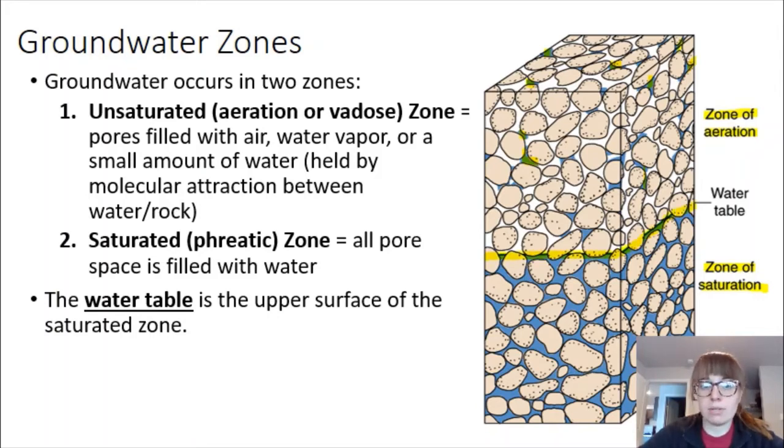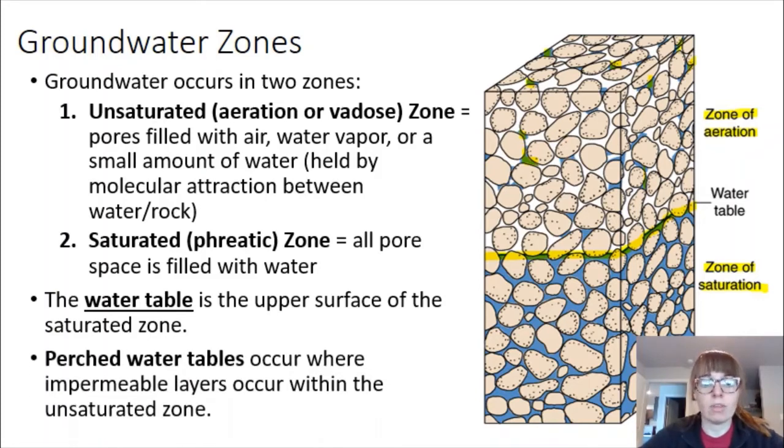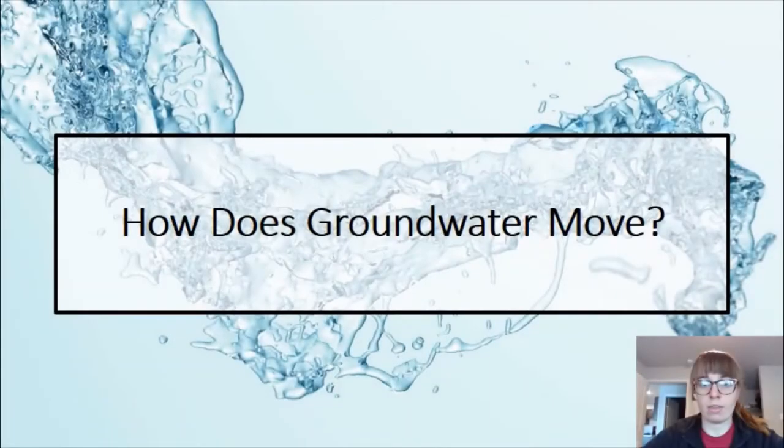So the water table is the upper surface of the saturated zone and is sort of the delineation between the saturated and the unsaturated zone. You can also have some perched water tables occurring in the unsaturated zone if you have some impermeable layer that water sort of builds up on top of. And I'll show you an example of a perched water table here in a little bit. So now let's talk about how groundwater moves.